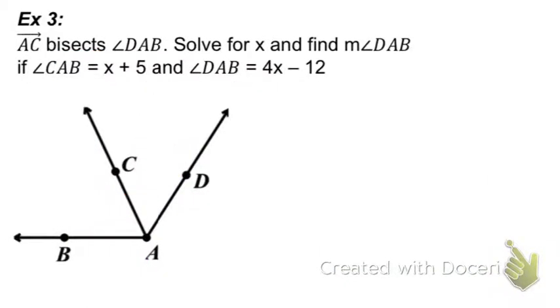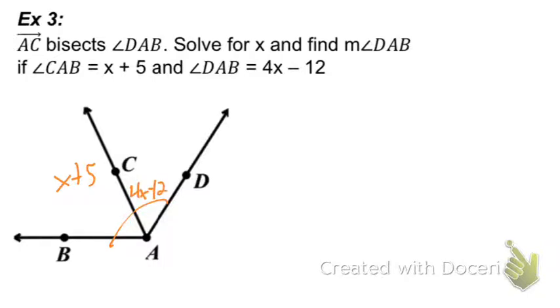Another one, very similar. Ray AC bisects angle DAB. Solve for x and find angle DAB. This time, what are we given, though? We're not given CAD. What are we given instead? DAB. Okay. So we can still fill in what we know, right? What's something that we know? Okay. That angle CAB is x plus 5. What else do we know? Okay, the whole thing is 4x minus 12. What else do we know?